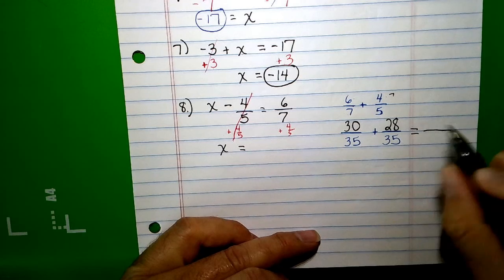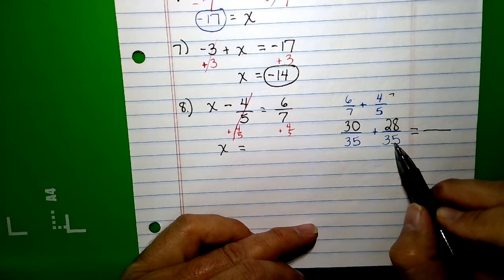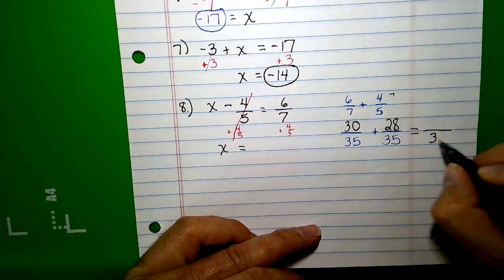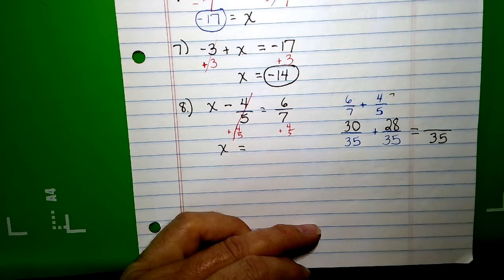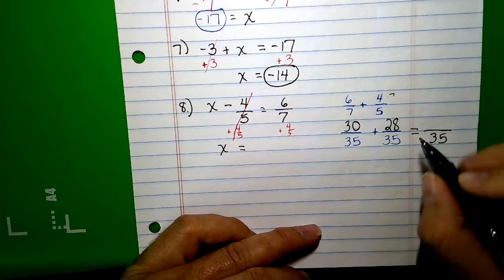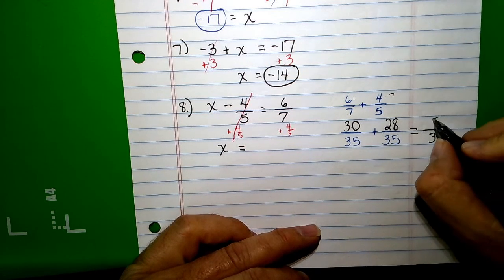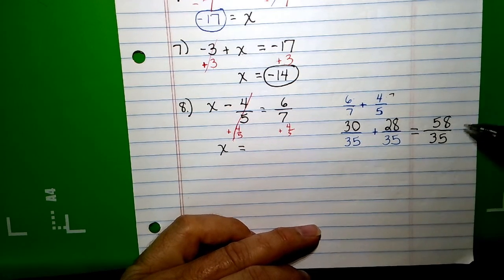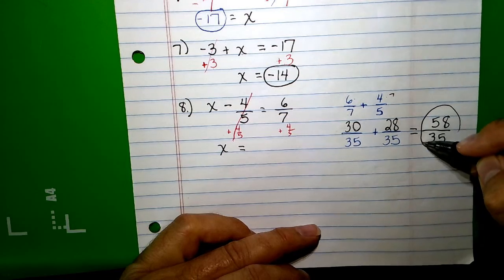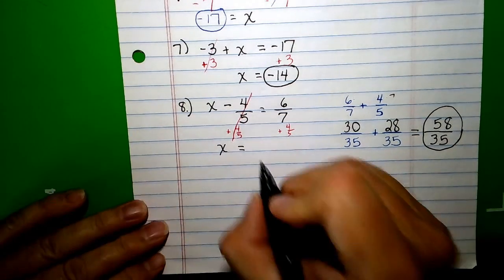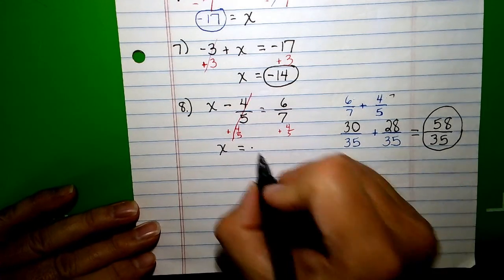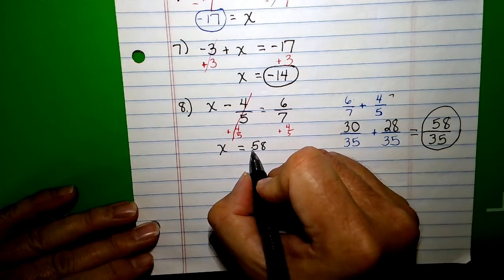Now, once you have two fractions with the same denominator, you just keep that denominator and add the numerators. 30 plus 28 is 58. So 58 over 35 would be our answer. I'll write it over here.